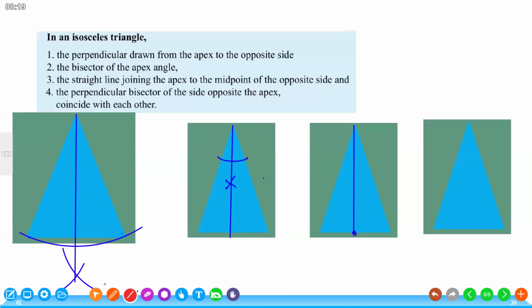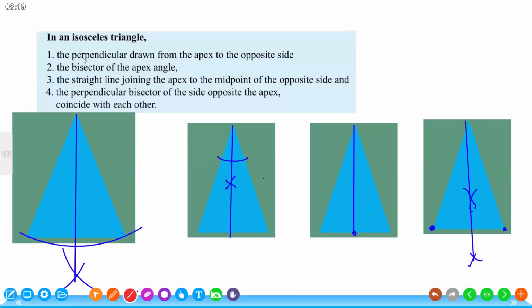Students, you have to draw the perpendicular bisector using the compass. Draw an arc, another arc. Keep it at this point. You move the center to this point, then draw an arc. Then what happens? If you join it, this perpendicular line also passes through.